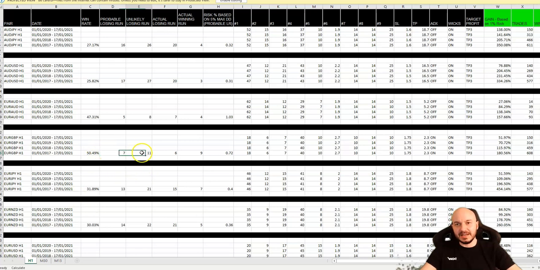The data has just changed ever so slightly since we did that because the win rate's actually just gone up to 50.65. But we've got the probable losing run of 7 and unlikely losing run of 11. But the actual losing run that we've experienced out of the 600 and whatever trades, 608 at the time we did this, was just 6.